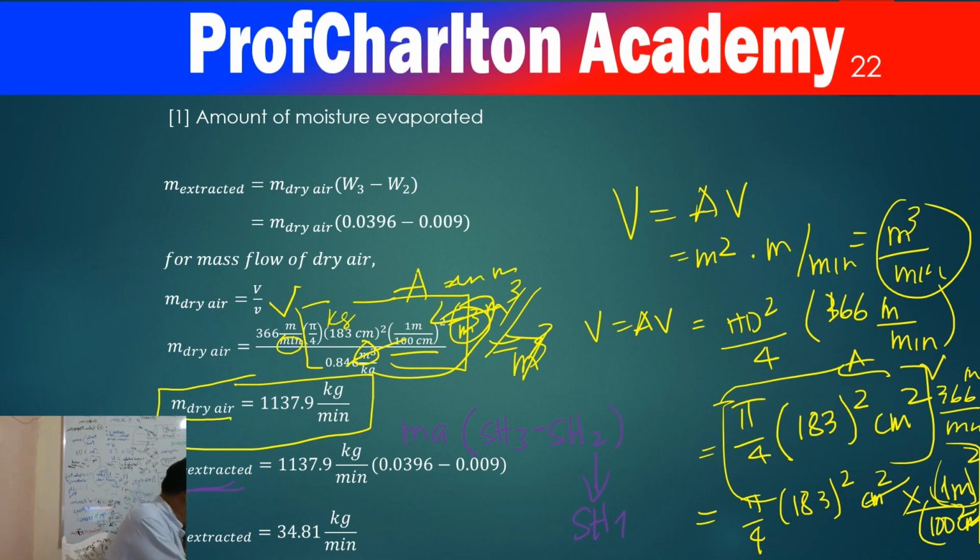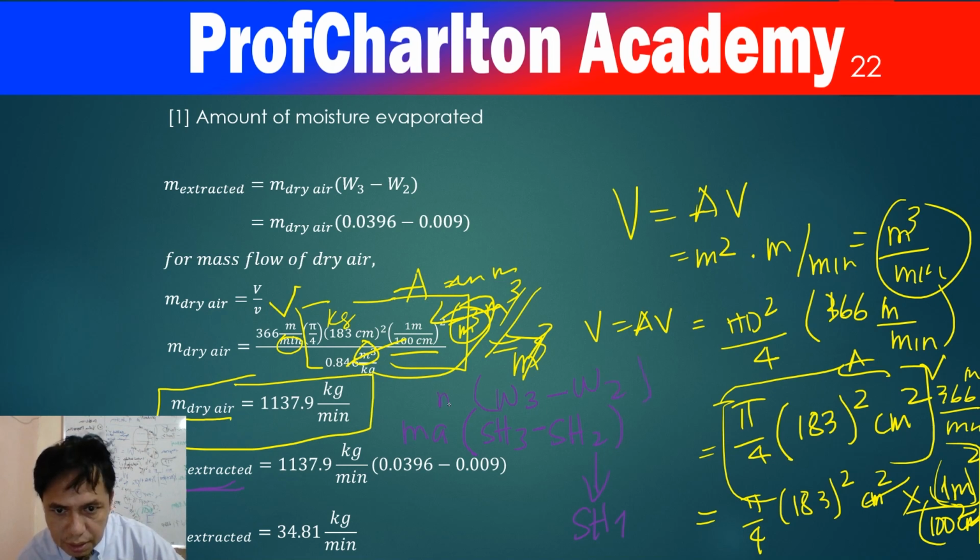So specific humidity 3 minus specific humidity 2, no? Or like this: W3 minus W2 times mass of air. So here, 1,137.9 kilogram per minute is the mass of air. Yeah? And then specific humidity at 3 is 0.0396.